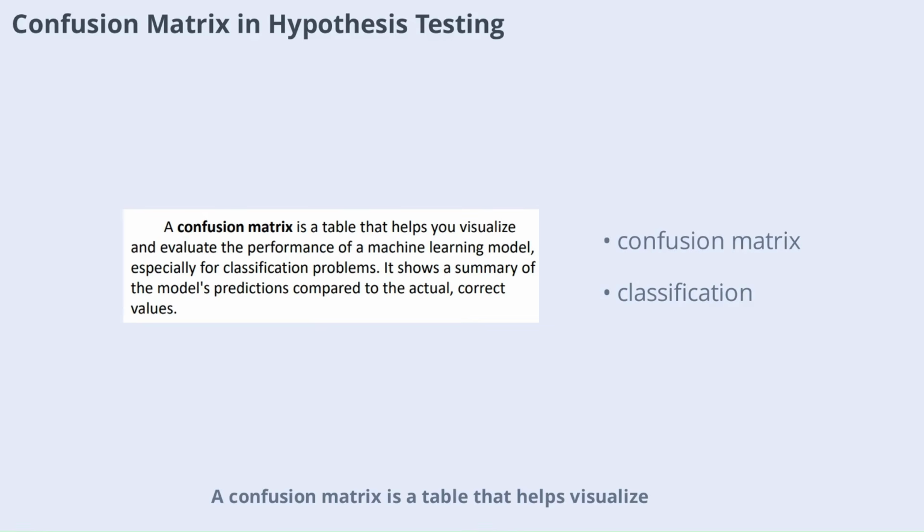Confusion matrix is a table that helps visualize and evaluate the performance of a machine learning model, especially for classification problems. In hypothesis testing, it summarizes the possible outcomes: true negatives, true positives, false positives, type I errors, and false negatives, type II errors. This matrix provides a clear way to understand the accuracy and error rates of your decisions, making it a valuable tool for both statistics and machine learning.